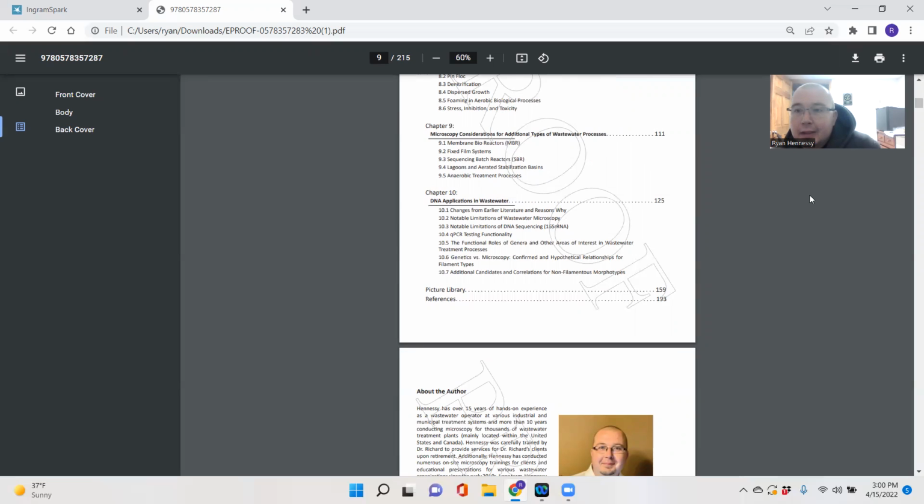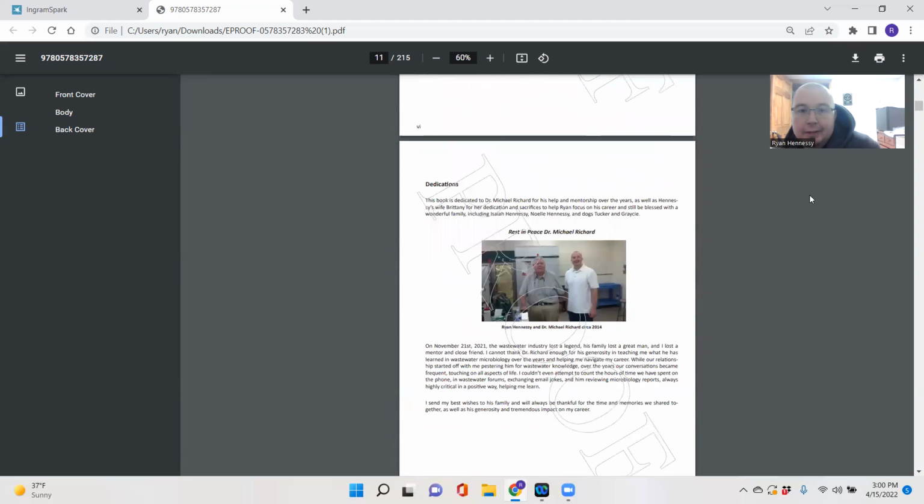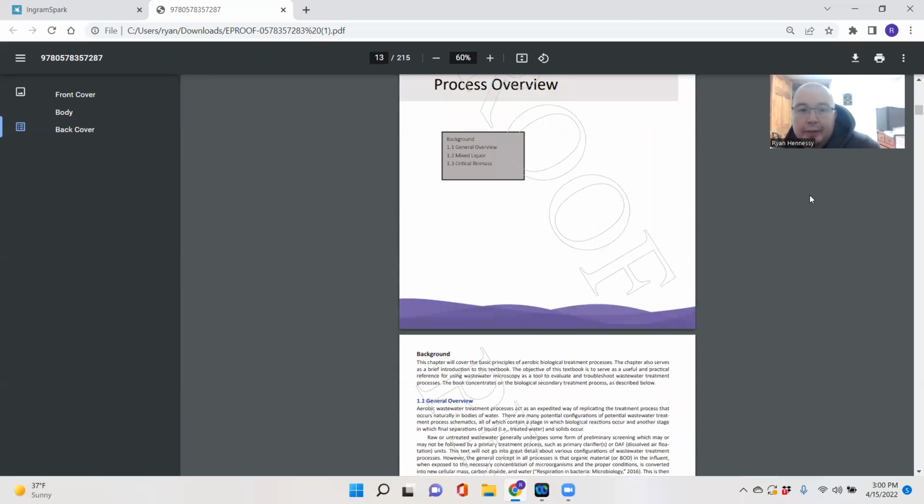And then chapter 10 covers a study that we did with over 100 samples of wastewater, using microscopy and DNA together. We have some pretty strong correlation between different genus types and different filaments. And we're looking at that list in addition to what's already out there and published.